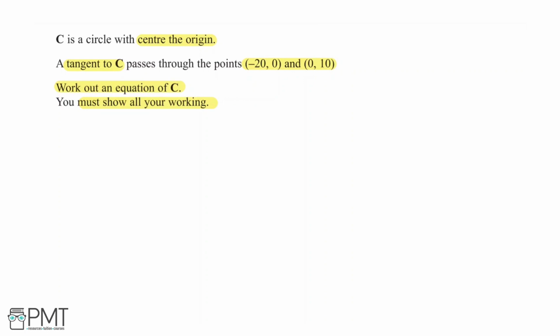Okay, so the first thing we're going to do is find the gradient of our tangent. This is going to be change in y over change in x, which is -10 over -20, which is going to be a half.